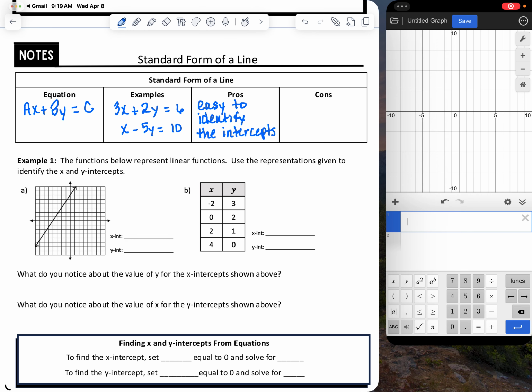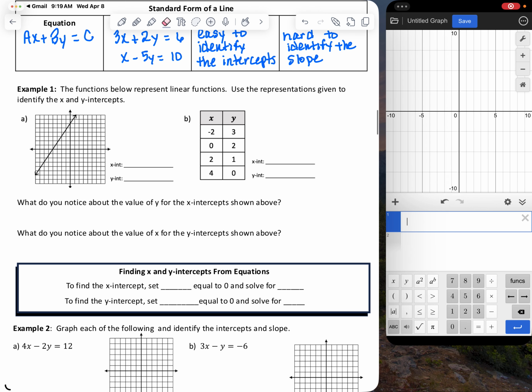The cons of standard form is that it is very hard to identify the slope of the line. So if you needed to identify the slope, you would have to rearrange the equation into slope-intercept form. Now, before we get into graphing equations that are written in standard form, let's just practice reviewing how to identify the x and y intercept.